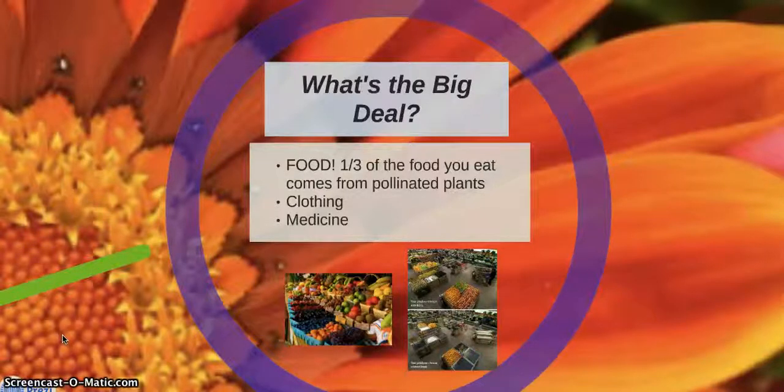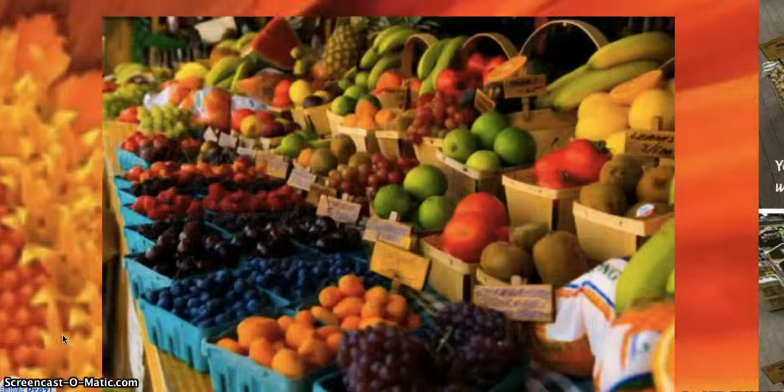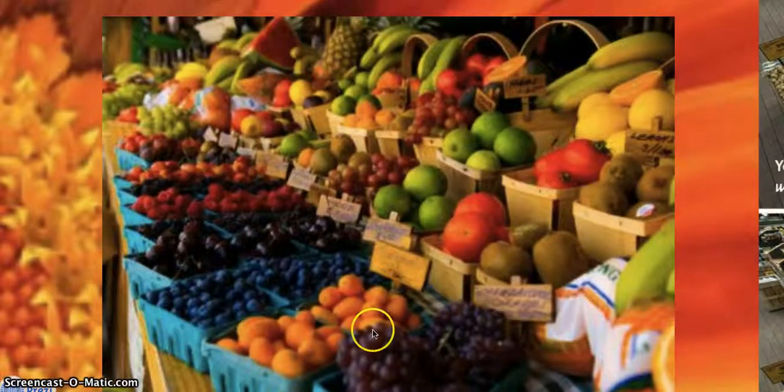Also, clothes. Are you wearing jeans or a cotton t-shirt right now? Well, without pollination, you would be wearing your birthday suit instead. And what about medicine? Many medicinal plants are dependent on pollination as well. So take a look at all of these delicious foods that you have to choose from at the grocery store, and they're all pollinated.